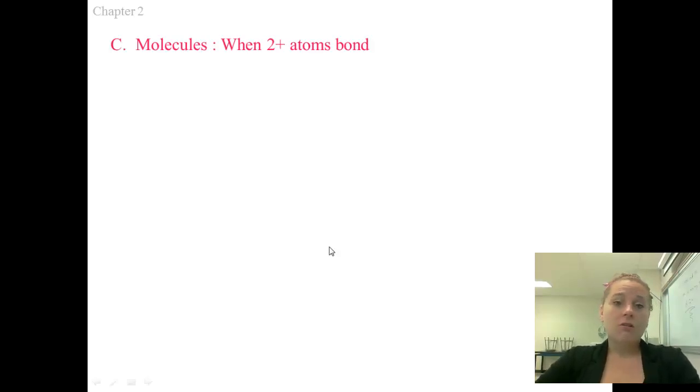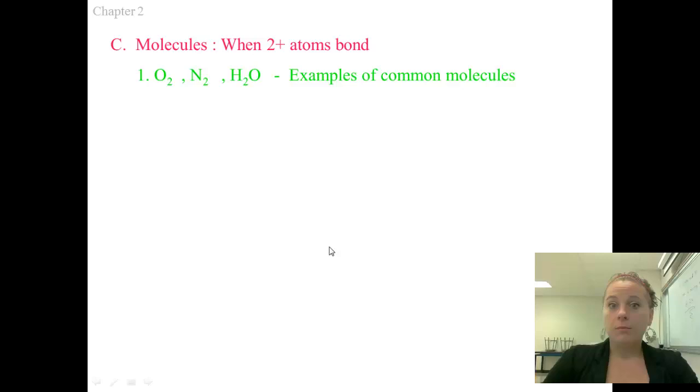And when they share, or they give up, or they take, and then they bond together, then we're talking about molecules. And what's cool about molecules is that they're chemically combined, and they take on very different properties than the atoms that make them up separately. For example, water as H2O: hydrogen is a gas on its own, oxygen is a gas on its own at room temperature, but when they're chemically combined together, they're a liquid.